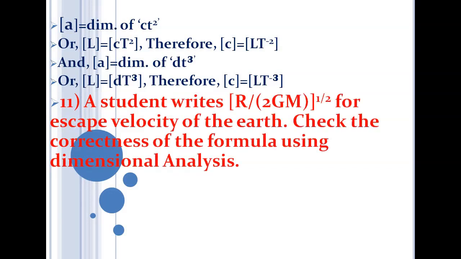A student writes the escape velocity as v equals square root of r by 2GM, that is (r/2GM) to the power half. Check the correctness of the formula using dimensional analysis, where r is the radius of the Earth, G is the universal gravitational constant, and M is the mass of the Earth.